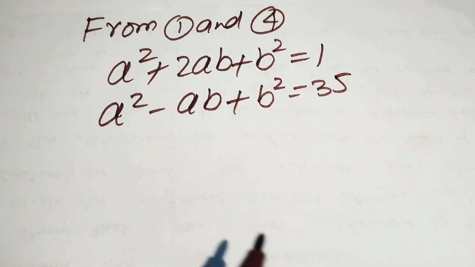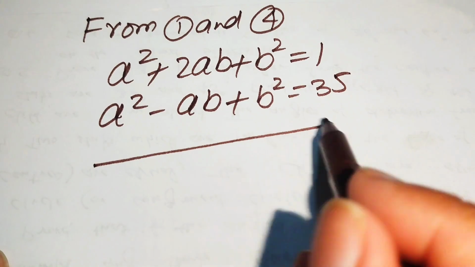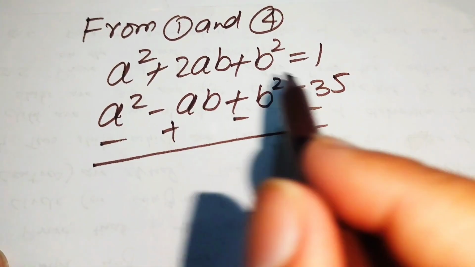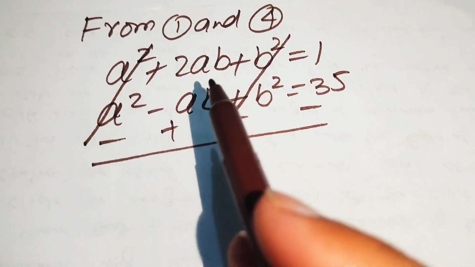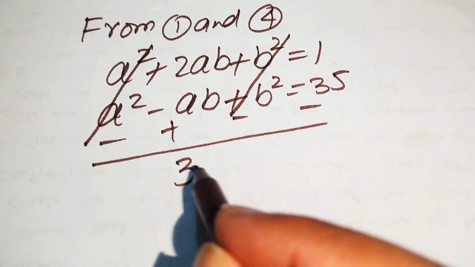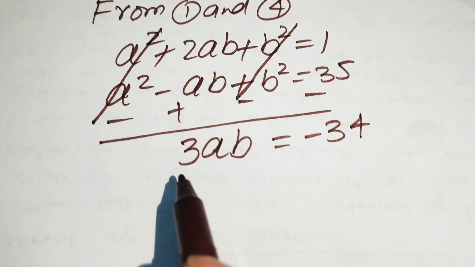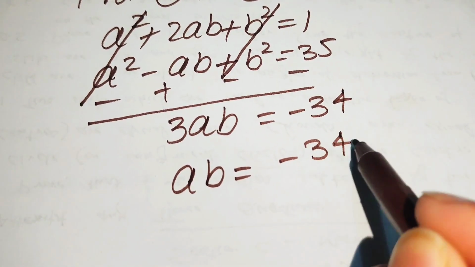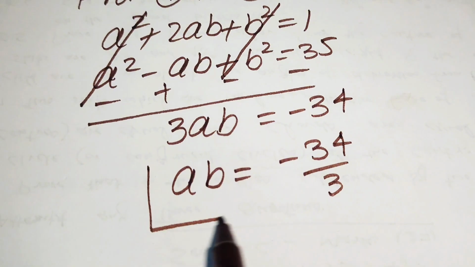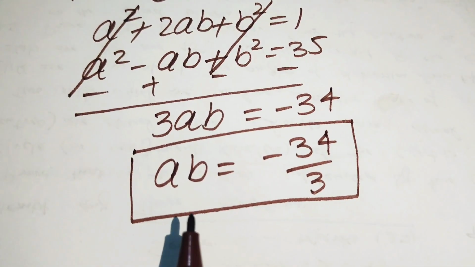Now when we subtract these two equations, it will be written in this form. This cancels with this, this also cancels, and we get 3 times ab equals minus 34, so we obtain ab equals minus 34 over 3. This shows that the product of a and b is a negative number.